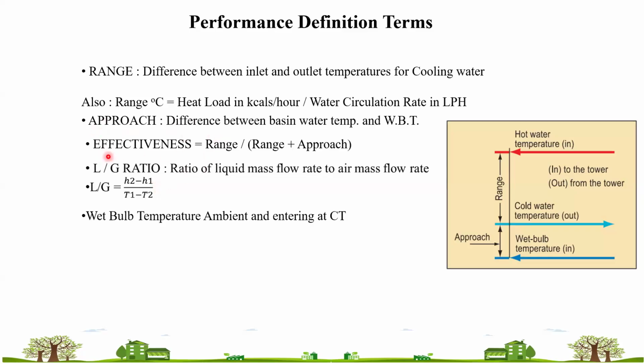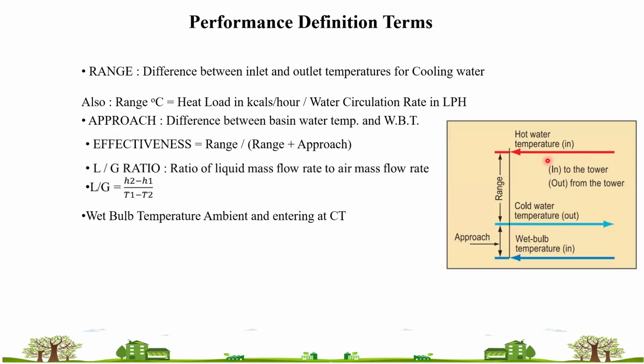Why is effectiveness poor? If you are circulating too much liquid in the cooling tower and gas is not adequate, your L by G ratio will be on the higher side and your effectiveness will be on the lower side. If you circulate too much water inside the cooling tower, you will not be able to cool that water because the handling quantity of that cooling tower is lesser, but you are circulating more water inside it, so you will not get the desired output. The desired range will not be achieved. You will get a 2 or 3 degrees Celsius range, but it was designed to have a 5 degrees Celsius delta T.